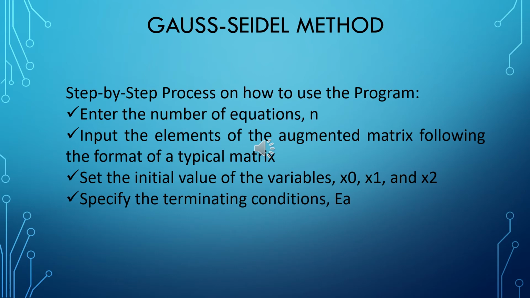A step-by-step process on how to use the program is: first, enter the number of equations. Second, input the elements of the augmented matrix following the format of a typical matrix. And third, set initial value of the variables x0, x1, and x2. And lastly, specify the terminating conditions.